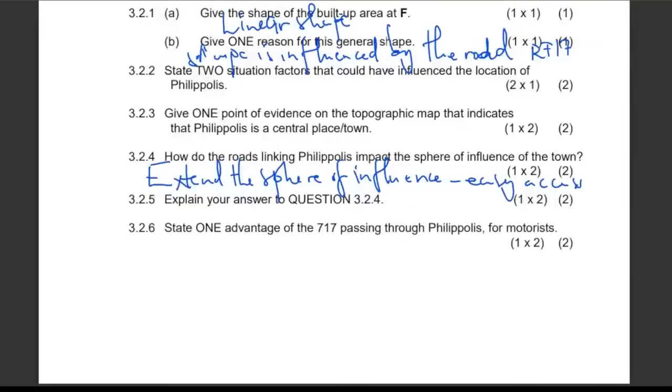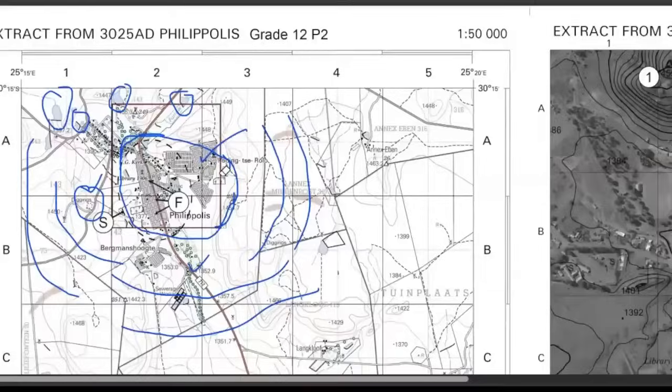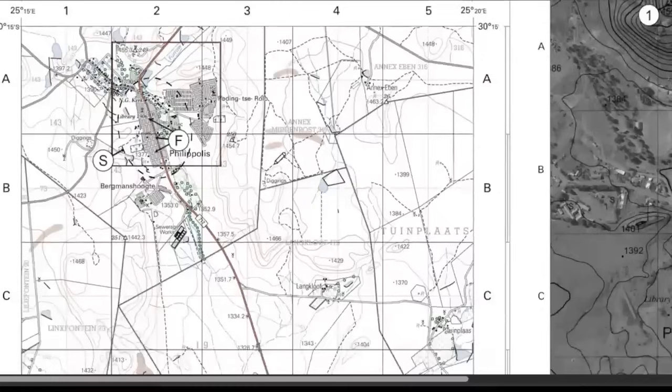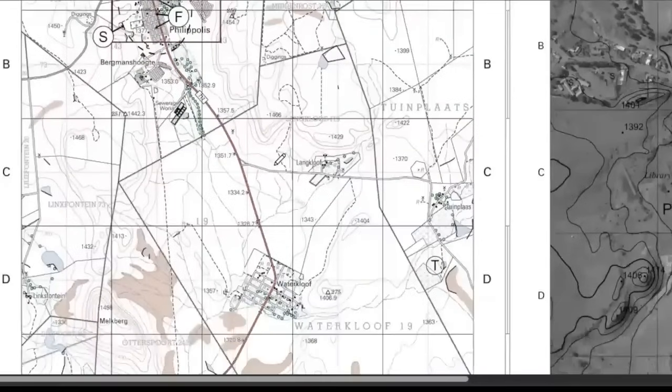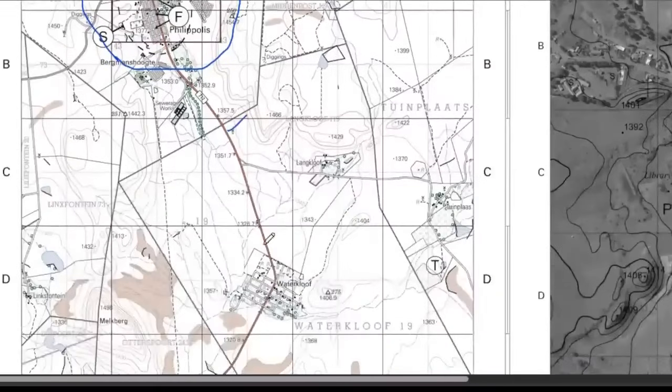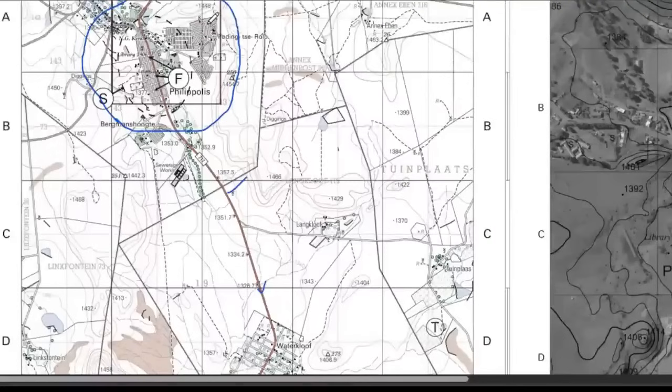If we check on our map, if this road is linking into Philippolis and some other routes here are also linking into Philippolis, it implies that people are now able to travel longer distances to access services and get goods in Philippolis. If there were no transport links, the sphere of influence would just be the close surrounding area of Philippolis. But now because we have these routes and this major route here, people from as far as here can travel to Philippolis to get goods and services.